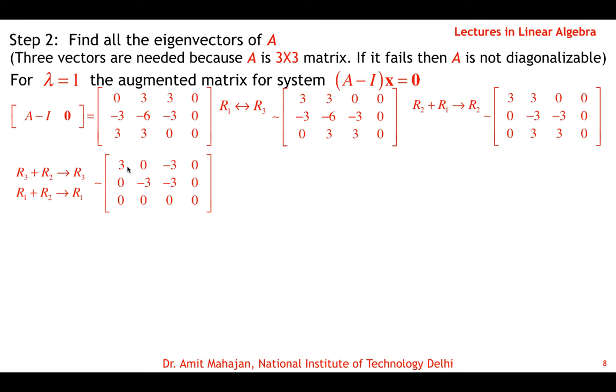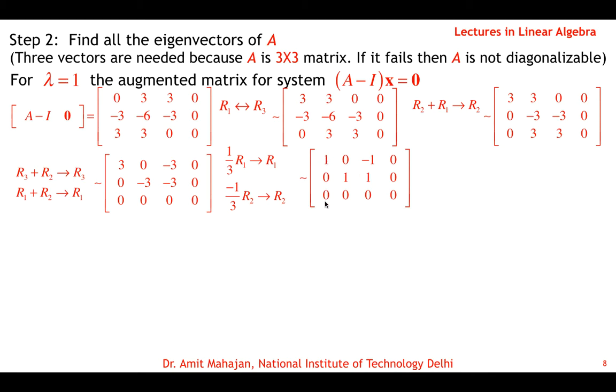Okay, and then these are the leading elements. Okay, this is a free variable. Clearly the system is consistent. It has only one free variable, so it is going to give us one vector. Okay, divide the first row by 3 and the second by minus 3, and so you have a reduced equivalent form.